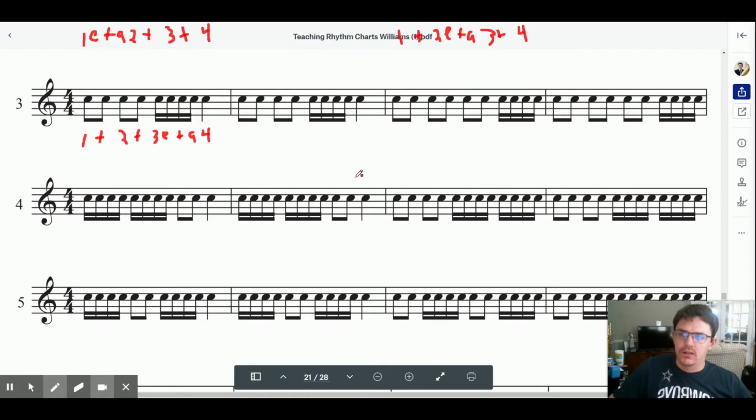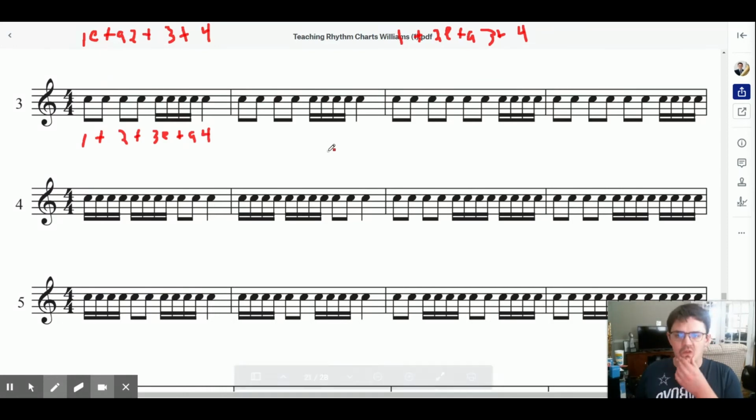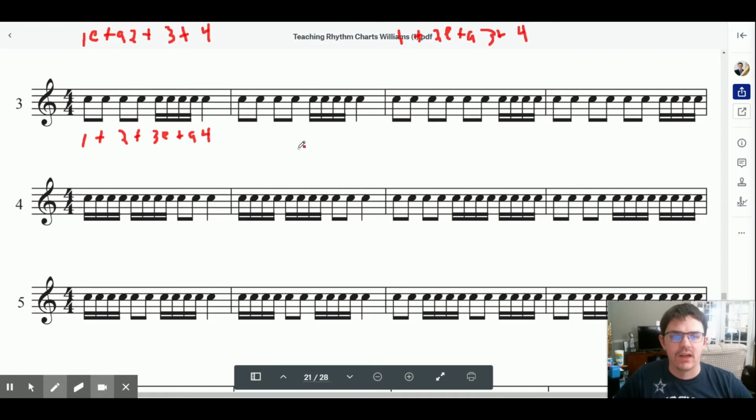Okay? Let's count and clap the first 2 measures of line 3, because they're the same. 1, 2, ready, go. 1 and 2 and 3 E and a 4. 1 and 2 and 3 E and a 4. Good. Go ahead and write your counting in for the next two measures. Notice we got a lot of eighth notes and then some sixteenths.